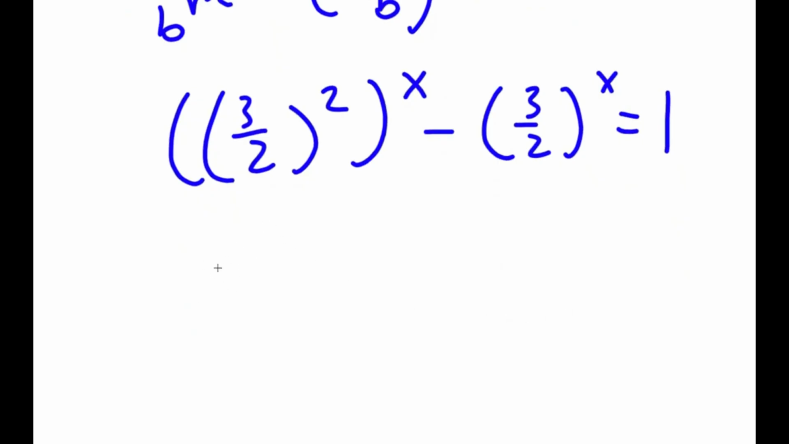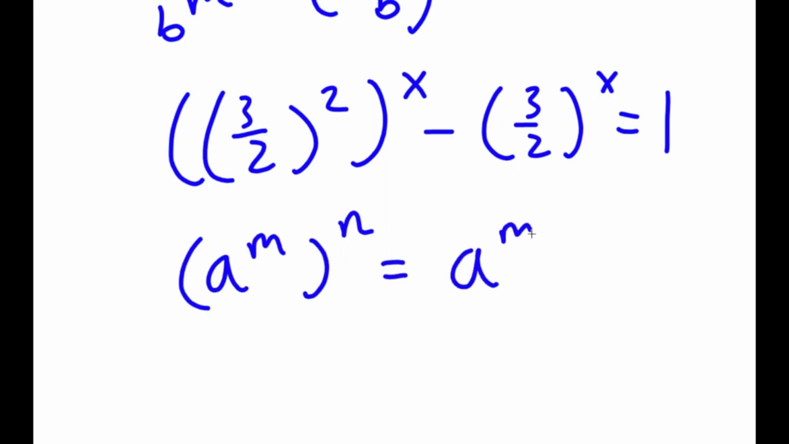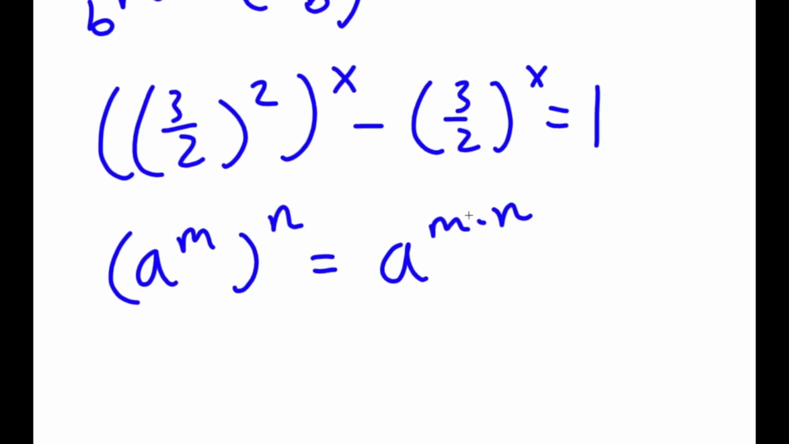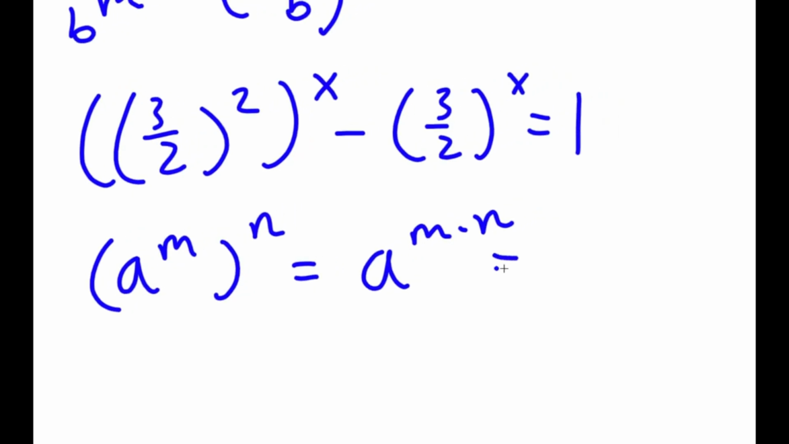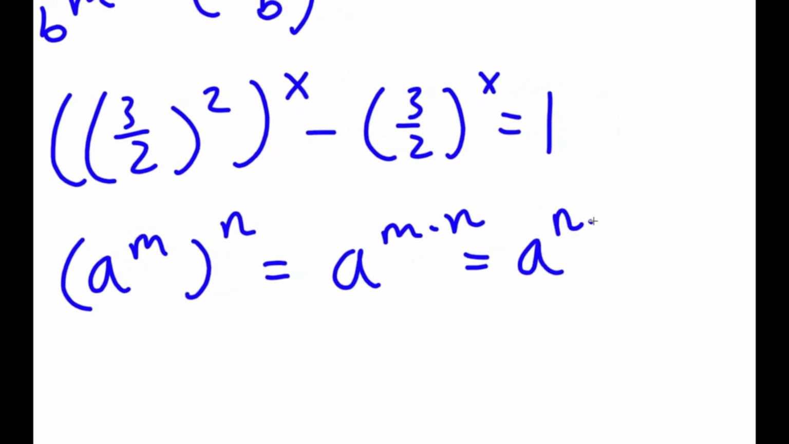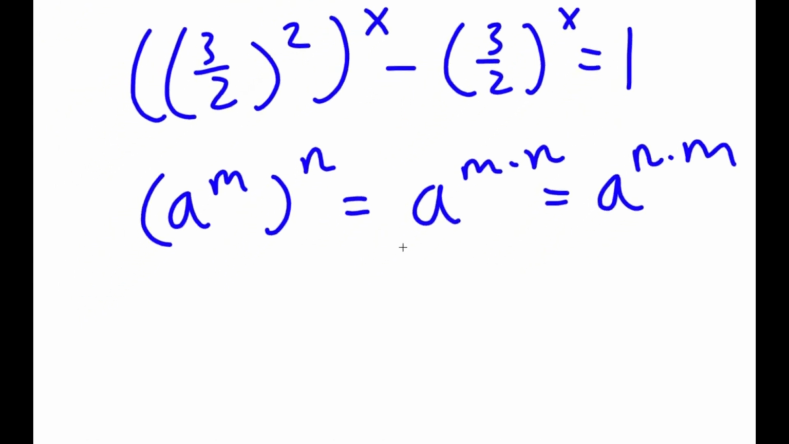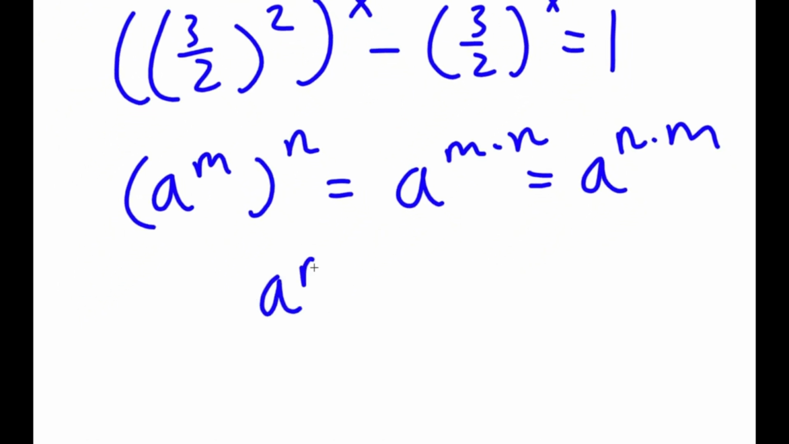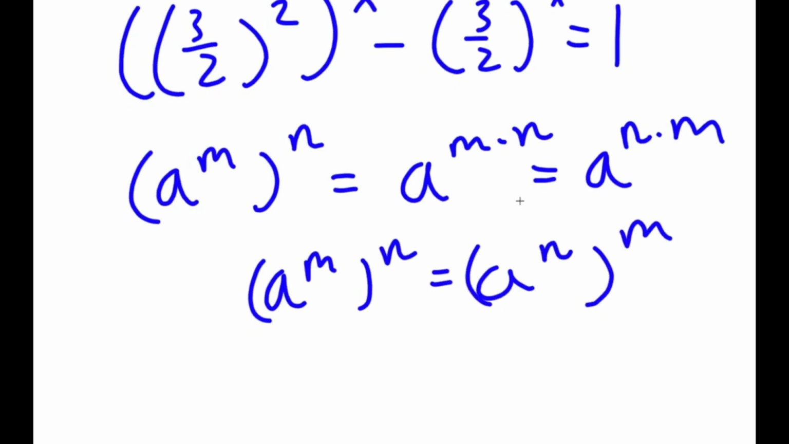Now, if I have something in the form a to the power of m to the power of n, this is equal to a to the power of m times n. And these two are interchangeable, meaning this is also equal to a to the power of n times m. So if all of this is true, then a to the power of m to the power of n is equal to a to the power of n to the power of m.